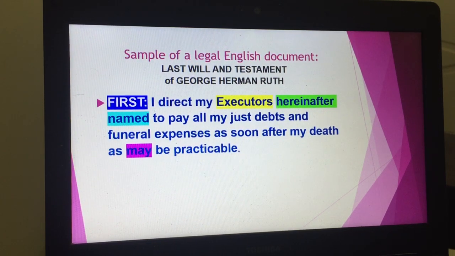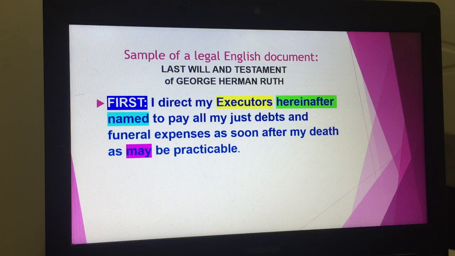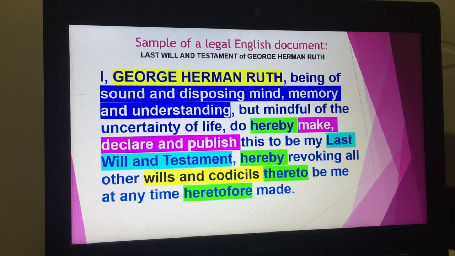In the previous episode, I mentioned a sample of a legal English document called the Last Will and Testament of George Herman Ruth. And I looked at the first paragraph, or the first item in that will and testament. We have noticed how many features are already in the first part, which is not really a paragraph, it's just one single sentence. But it is a long, complicated and complex sentence, as we have seen.